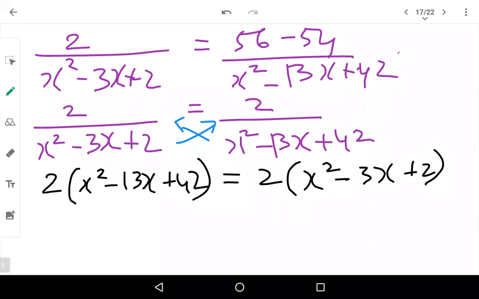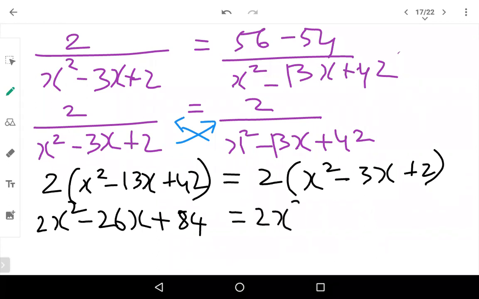Wait, Sharath. We cannot directly cancel x square here. After multiplication, we will cancel the x square. Now let us do the multiplication. 2 into x square is 2x square. 2 into minus 13 is minus 26x. 2 13s are 26. Then 2 into 42 is 84, is equal to 2 into x square is 2x square. Good Lakshmi. Then minus 2 3s are 6x, 2 2s are 4.